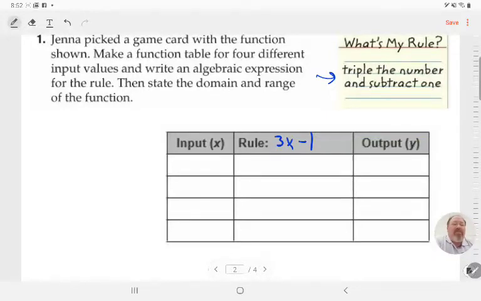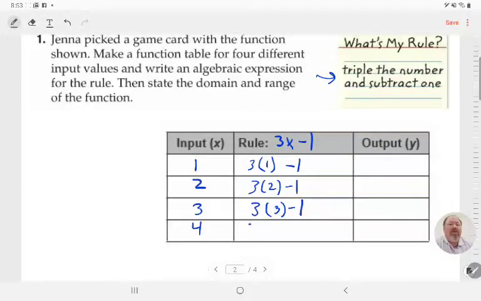Then it tells me 4 different values. So I could simply just do 1, 2, 3, 4. And then I plug those in. 3 times 1 minus 1. 3 times 2 minus 1. 3 times 3 minus 1. And 3 times 4 minus 1. Again, I could have used any numbers I wanted to for my x.